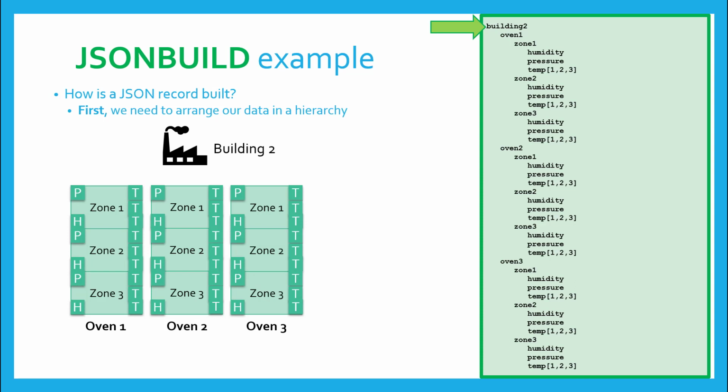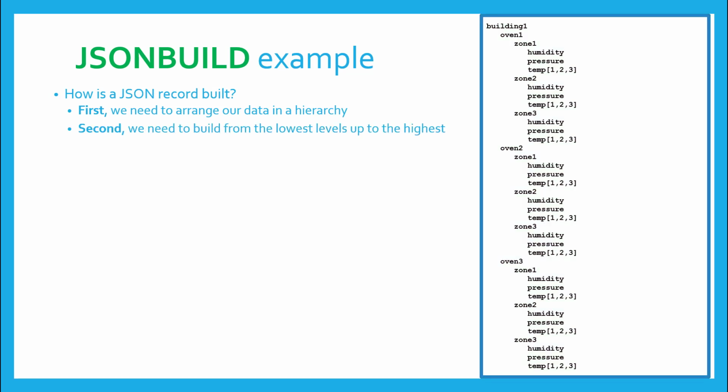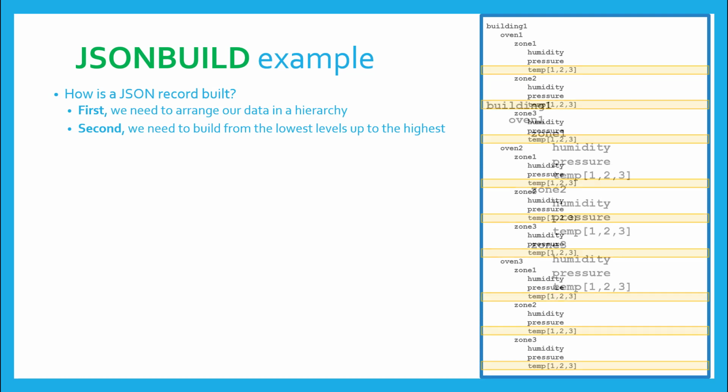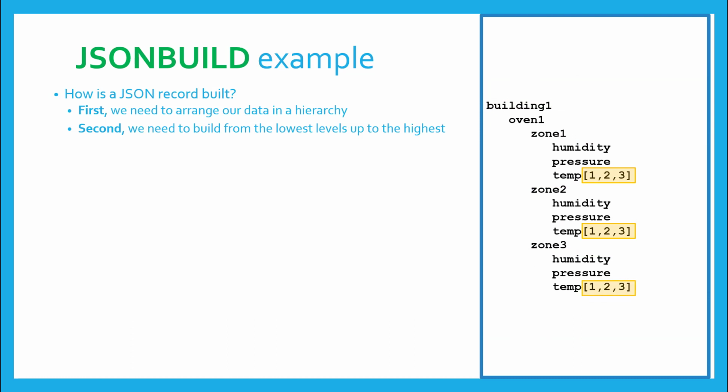But how do we use the JSON build instruction to do this? Well, now that we've arranged our data in a hierarchy, we must use the JSON build instructions in such a way as to build the data up from the lowest level. That's easy to see in our hierarchy because it is the data that is indented the most. So starting at that lowest level, we would use multiple JSON build instructions to build the temp array for each zone. So let's look at one oven.